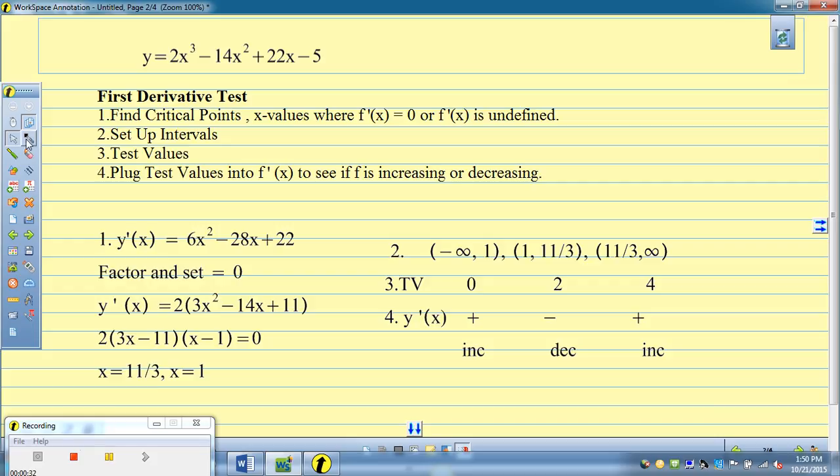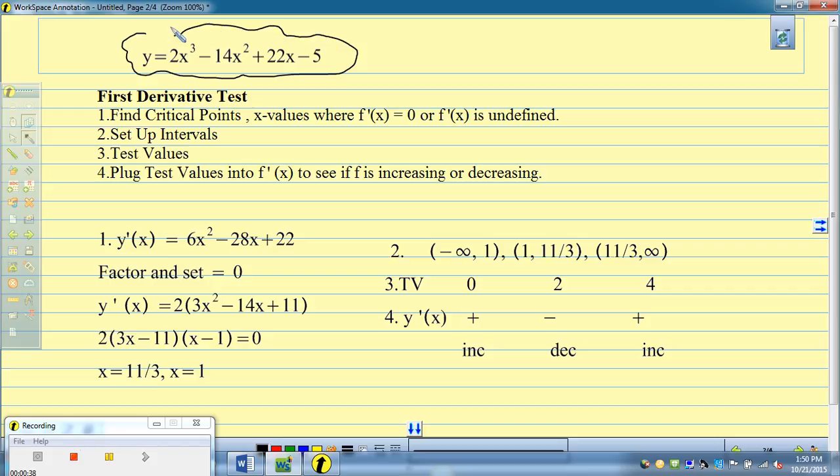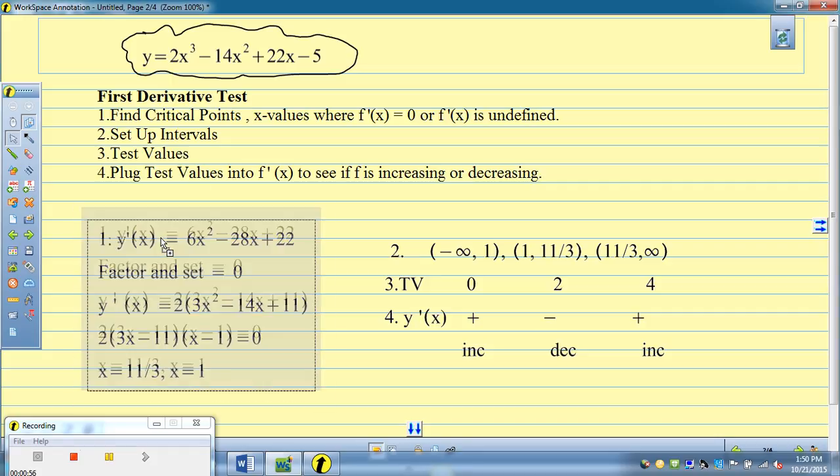The function that we'll be working with is here. So to do the first derivative test, we'll need to find the critical points, which are the x values where f prime of x equals 0 or is undefined. And we have that down here in number 1. y prime is equal to 6x squared minus 28x plus 22.